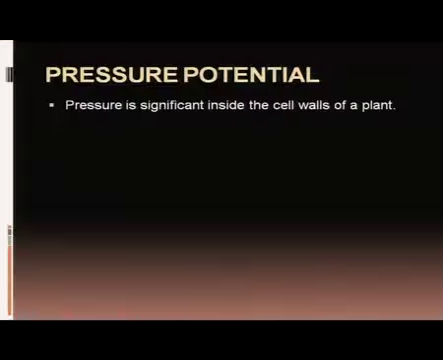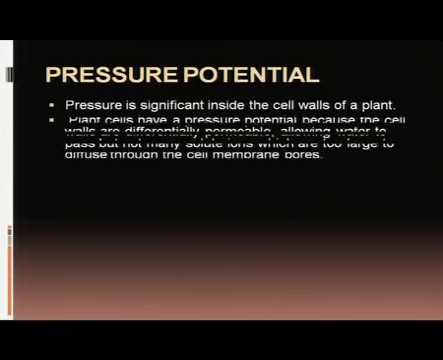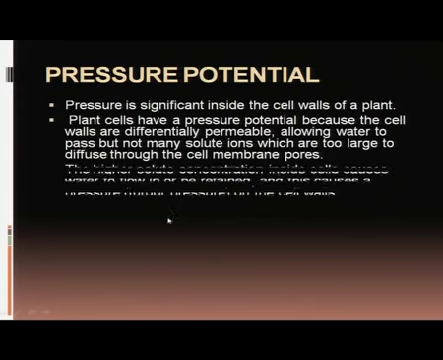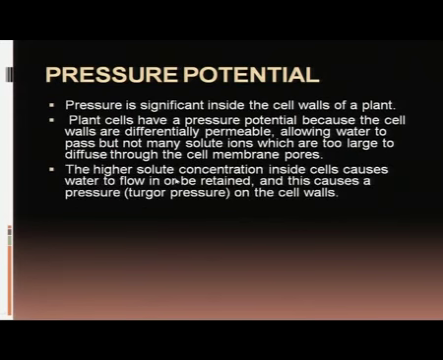Pressure potential. Pressure also plays a very important role inside plant cell walls. Plant cells have pressure potential because the cell walls are differentially permeable, allowing water to pass, but not many solute ions which are too large to diffuse through the cell membrane. The higher solute concentration inside the cell causes water to flow in or be retained. This causes a pressure, that is, the turgor pressure on the walls.